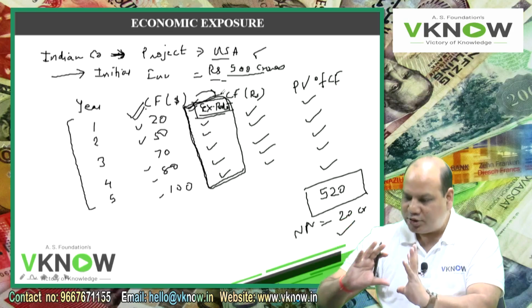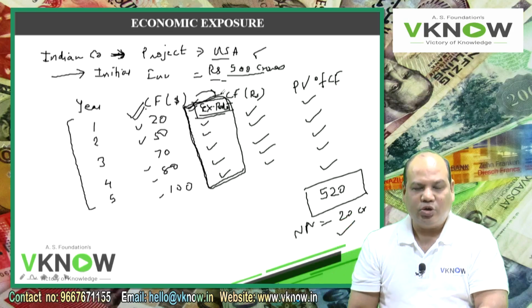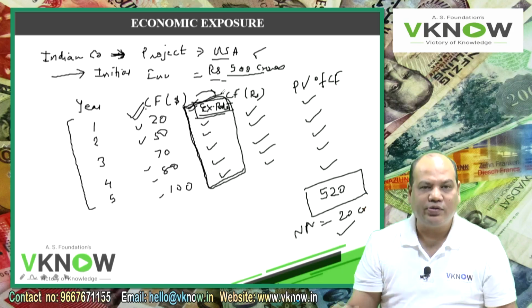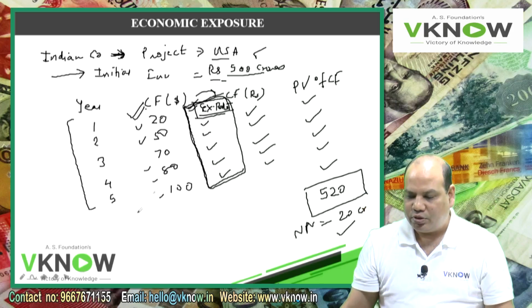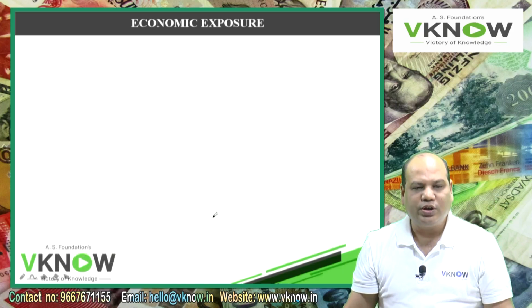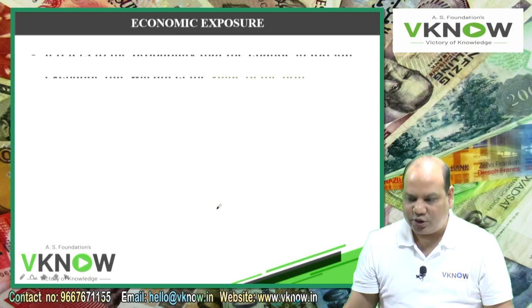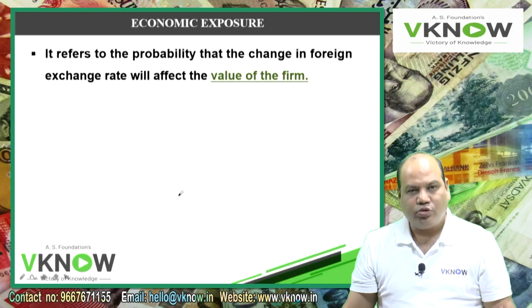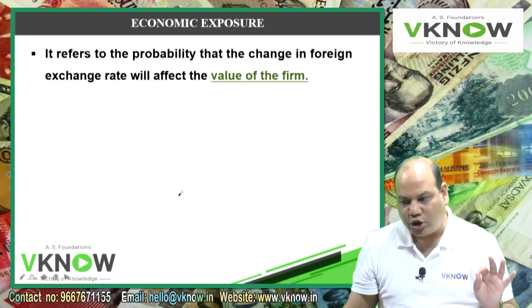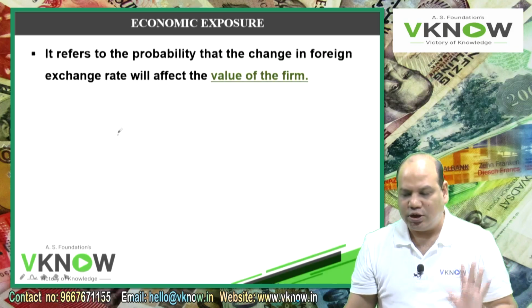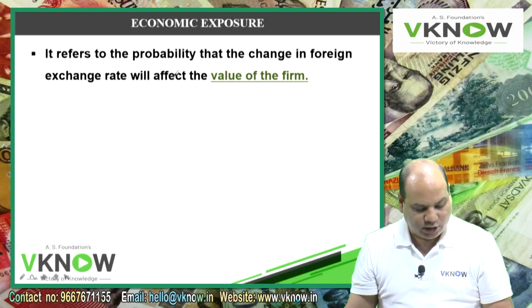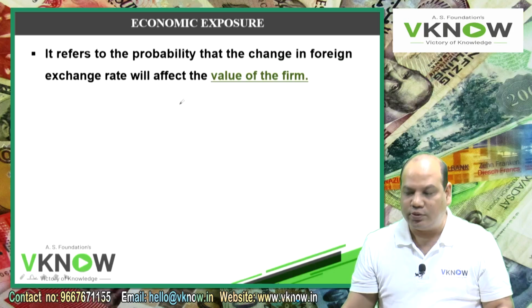So a project which seemed viable on the basis of assumption of certain exchange rates turned out to be a loss making project, because the exchange rate did not change as per your expectations. So this is called economic exposure. It refers to the probability that the change in foreign exchange rate will affect the value of the firm.